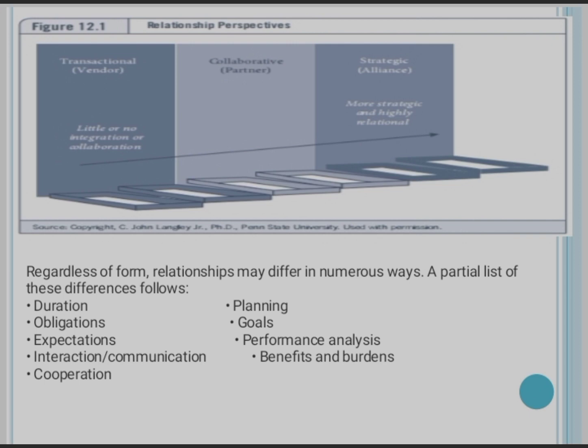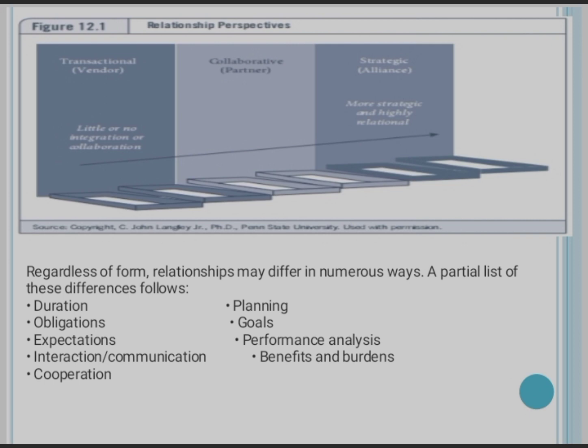Next, cooperation. The degree of collaboration and cooperation between the parties can vary. Some relationships may involve close cooperation, while others may have more independent operation. Next, planning. The extent to which the parties engage in joint planning and coordination can differ. Collaborative planning helps align strategies and optimize the supply chain.